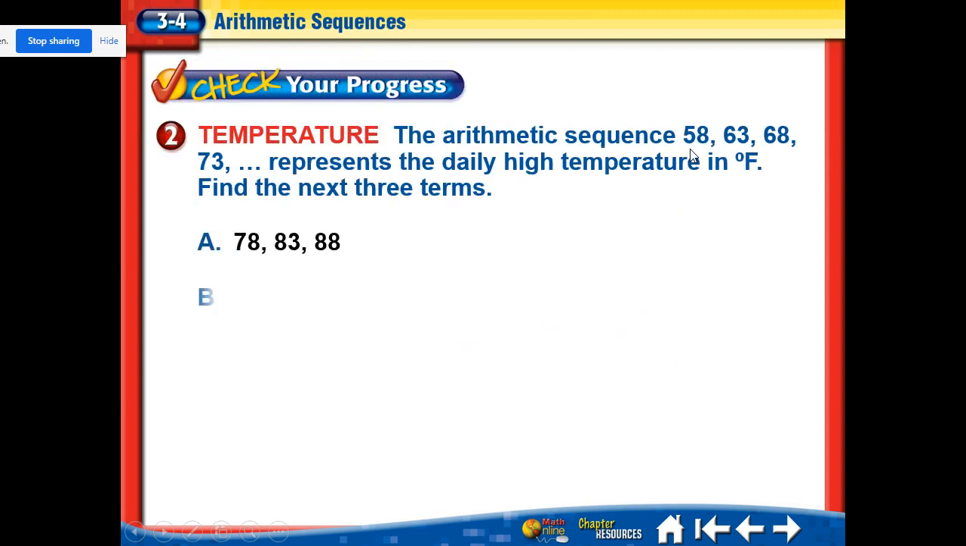What about this one? 58 to 63 to 68 to 73. That's going up 5. So from 73, we need to go to 78, then 83, then 88. So this one's most assuredly A.